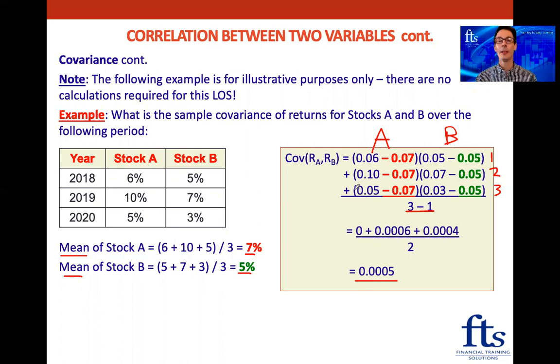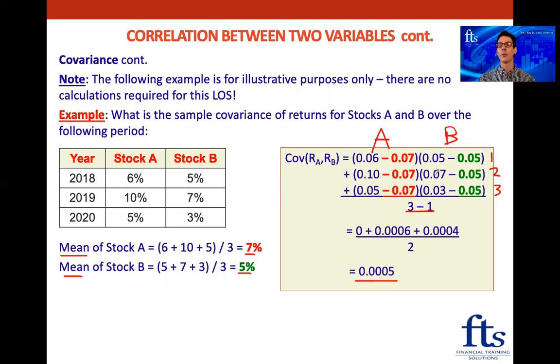And in year 3, you're going to see that both of them are below their mean at the same time. So in year 3, which is 2020, stock A did 5% and its mean is 7, so it's below its mean. And stock B is also below its mean because it did 3% in year 3, which is 2020, and its mean is 5. So they both are below their mean in year 3.